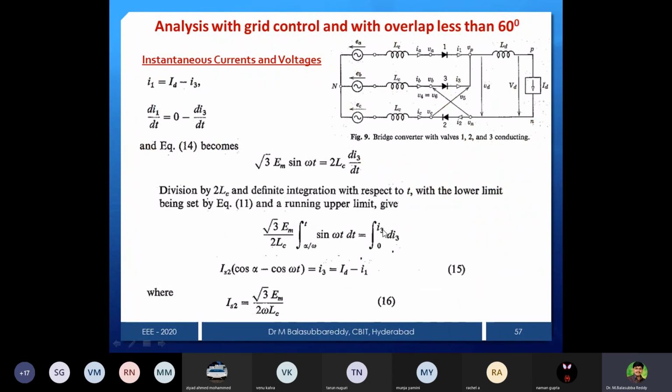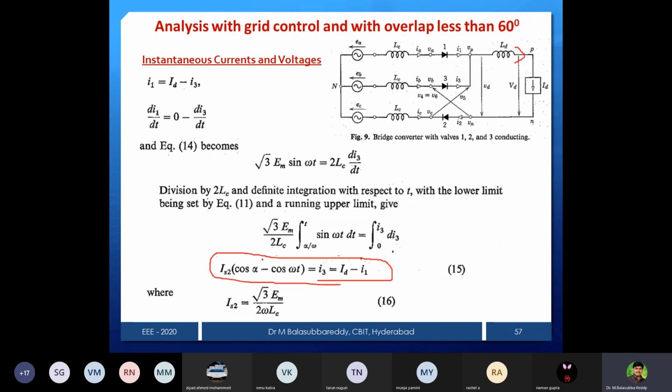Same, with limits 0 to I3, then the integration of di3 and d will get cancelled, that is equal to I3. As you know, I1 plus I3 is equal to the total current, ID. This is the ID current. Then what I can write, I3 plus I1 is equal to ID. Therefore, I3 is equal to ID minus I1. This is the expression I got.